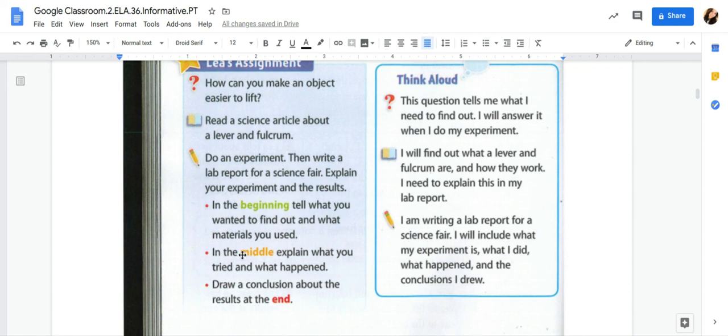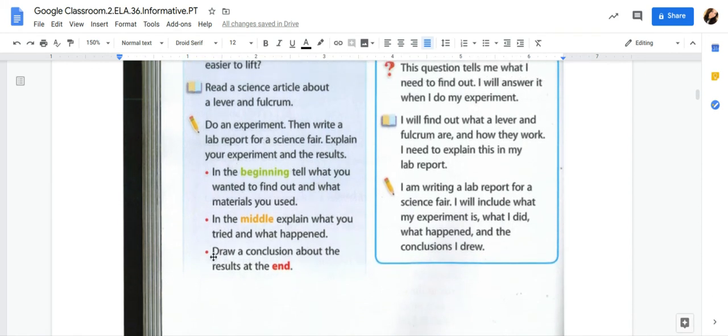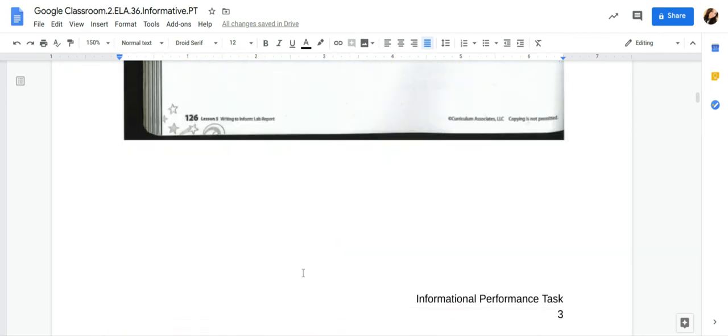So, right here, let me break this down and explain it. In the beginning, so your first paragraph, you need to tell me what material you used. In the second and third paragraph, explain what happened. In your last paragraph, draw a conclusion. So tell me, what was the final result? This is what you will be doing. You'll be coming up with a beginning, middle, and end.